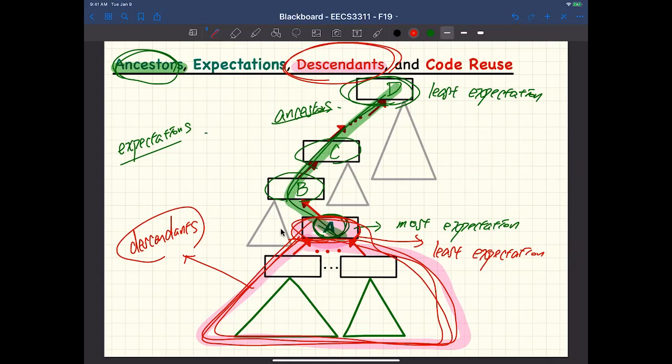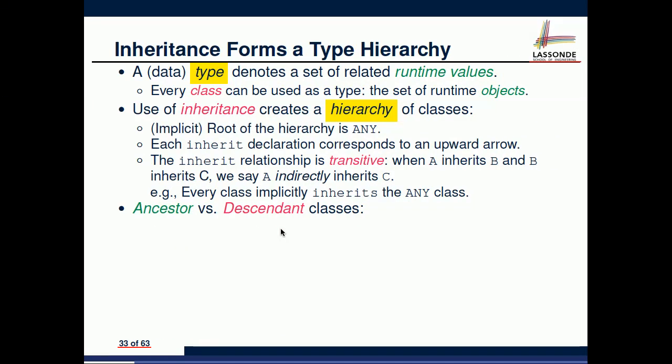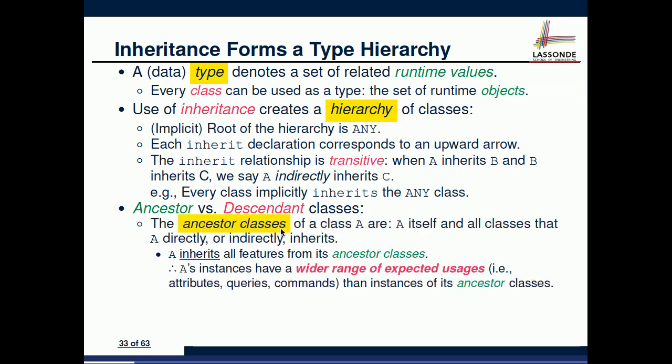Any question about ancestor versus descendants here? Any questions? Don't forget to include A itself. So that means A is ancestor and descendant of itself at the same time. Okay, let's go a little bit further.